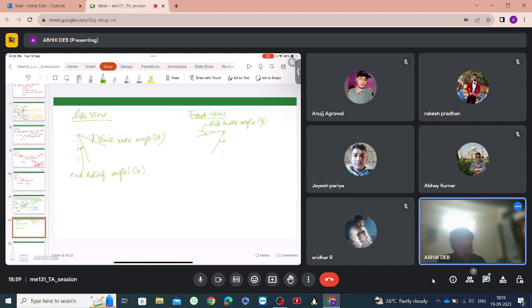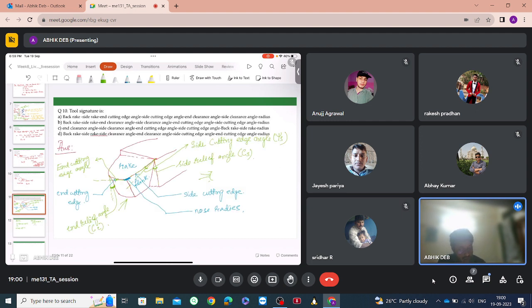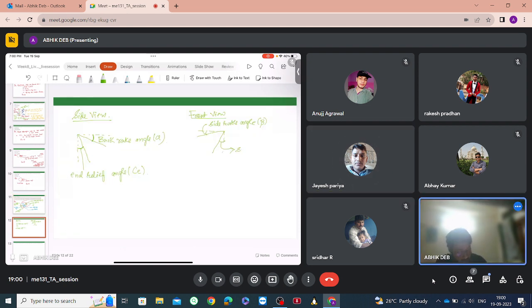Let's denote it to beta. And what is this angle? You check from the diagram. Which angle will we see here? Side relief angle. Yes, so side relief angle.